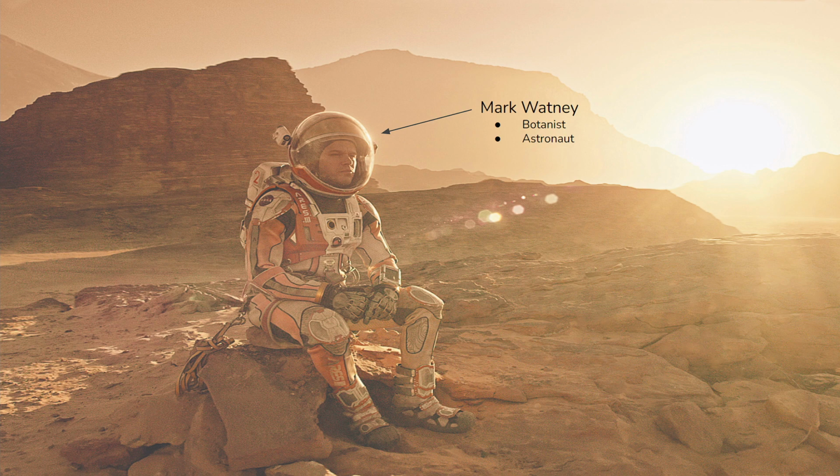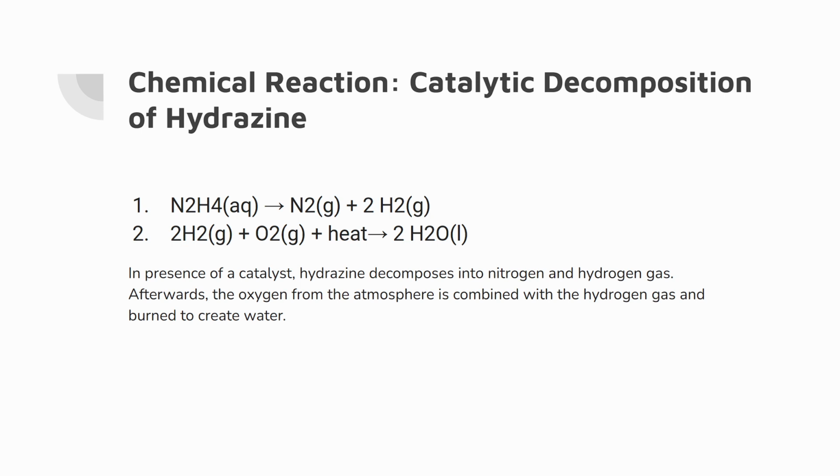And before we view the clip, which will be shown in two parts, we need to first understand the chemical reaction, as well as the elements and substances that are present. The main reaction is a catalytic decomposition, in this case of hydrazine, which is when hydrazine breaks down into nitrogen and hydrogen gas with the help from a catalyst. The second reaction is synthesis of water by burning oxygen with hydrogen gas.